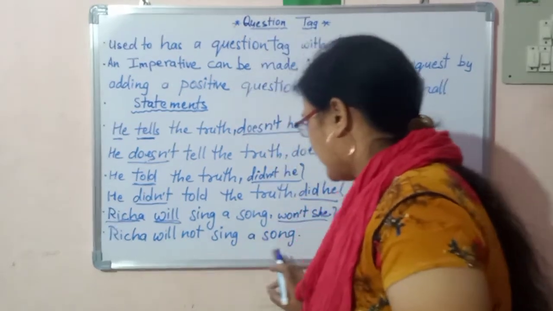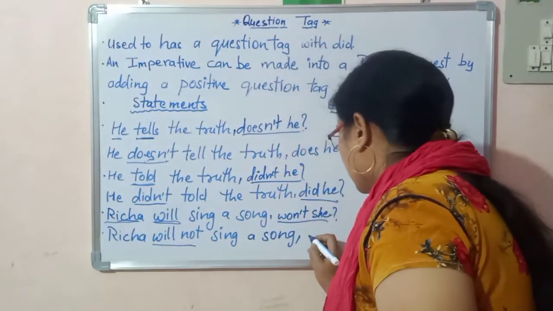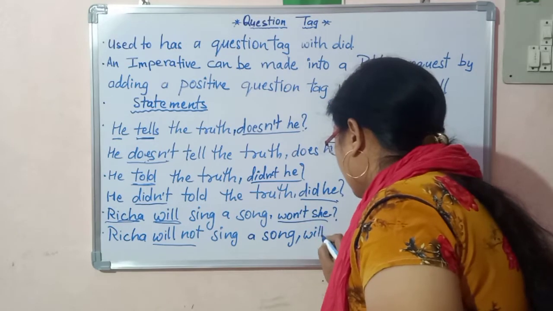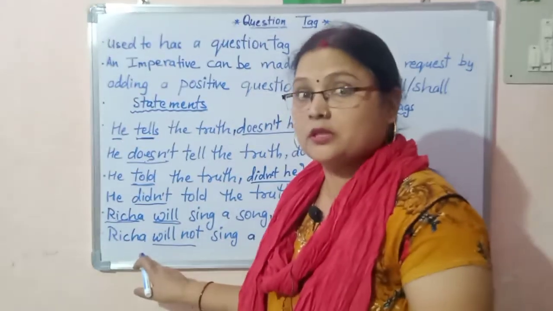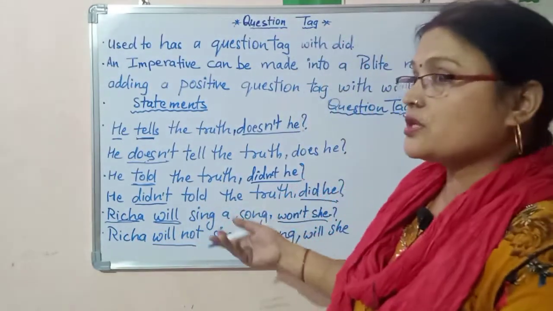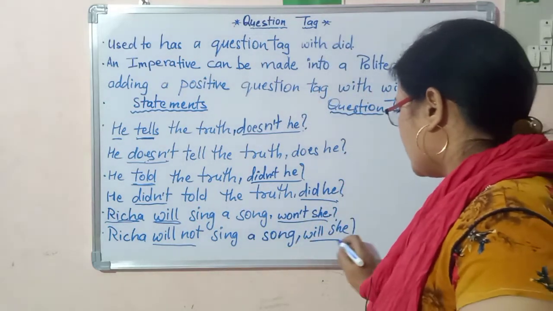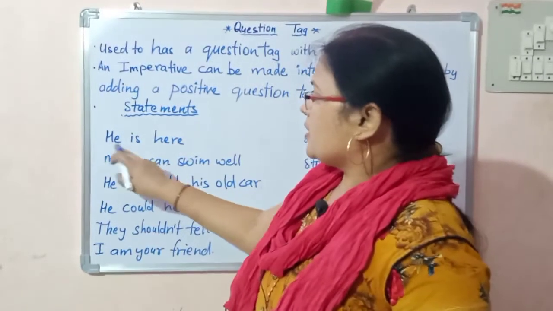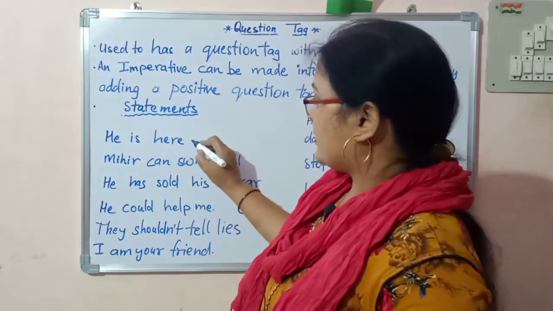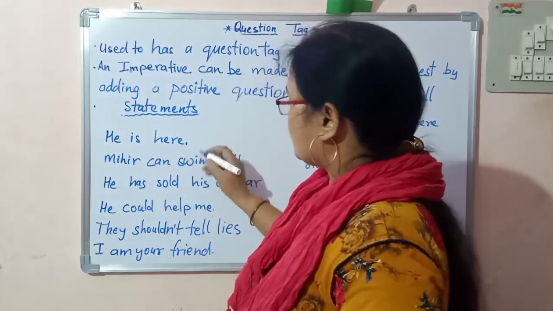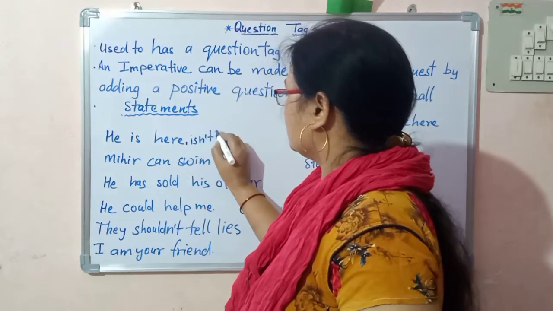Richa will not sing a song, statement negative, so tag will be positive. Will she? Because Richa is a girl. With the name we are understanding she is a girl. So the pronoun will be she. Next statement: he is here. This statement is positive, so the tag should be negative. Isn't he?